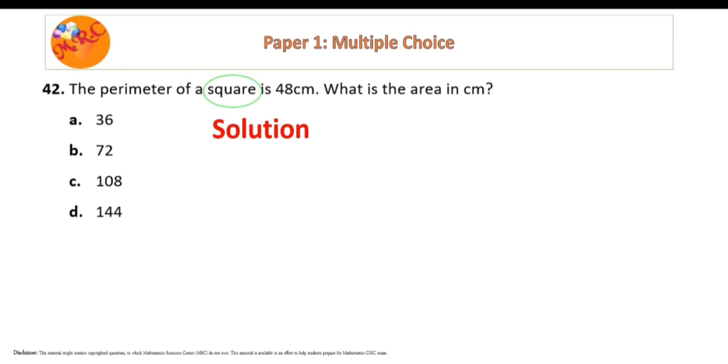Square, that's it. So what do we know about a square? 4 sides are equal. So there goes our square. We're given the perimeter, which is 48 centimeters. So we put that in.